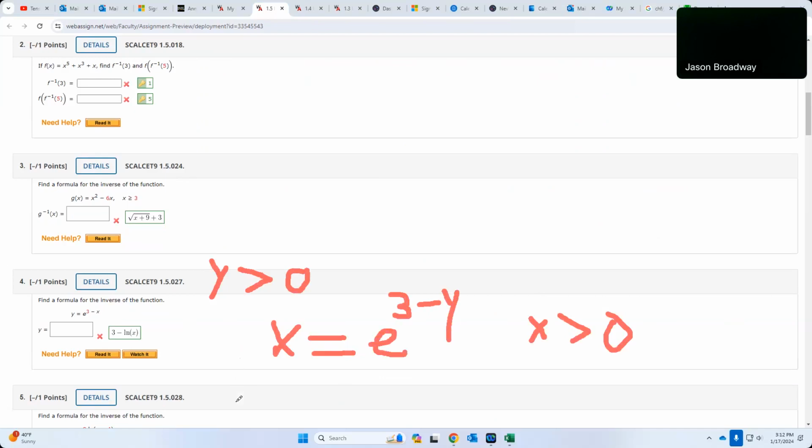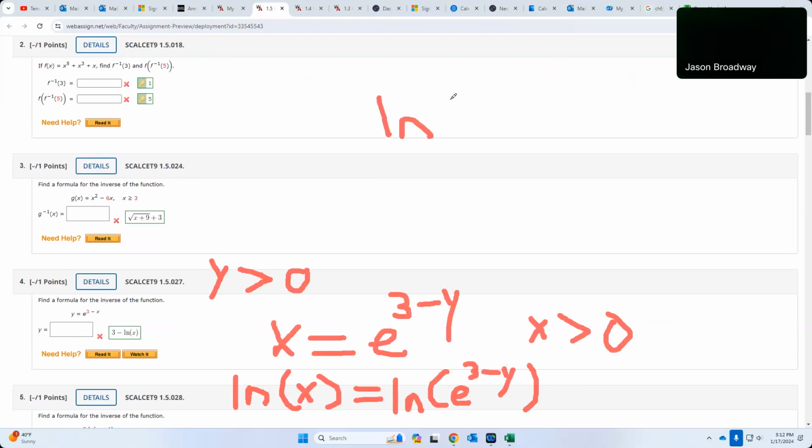And what we do is we take the natural log of both sides. The reason we do it is so natural log and e kill each other. So yep, they will. So what happens is natural log of x equals, ln and e kill, we get 3 minus y.